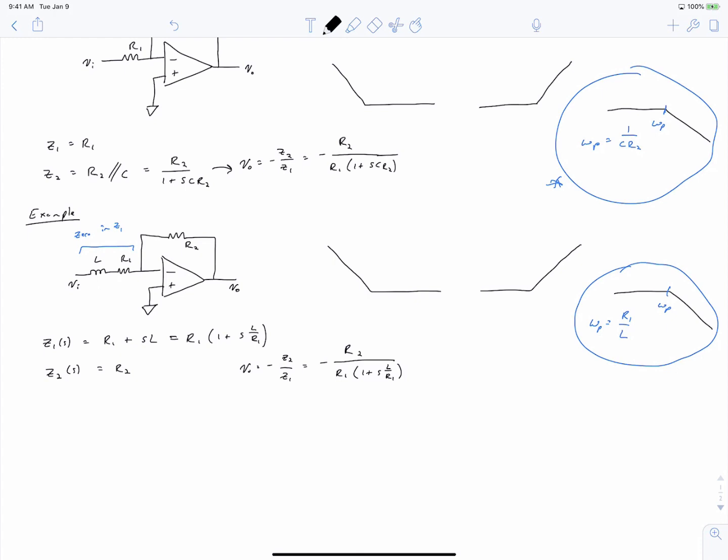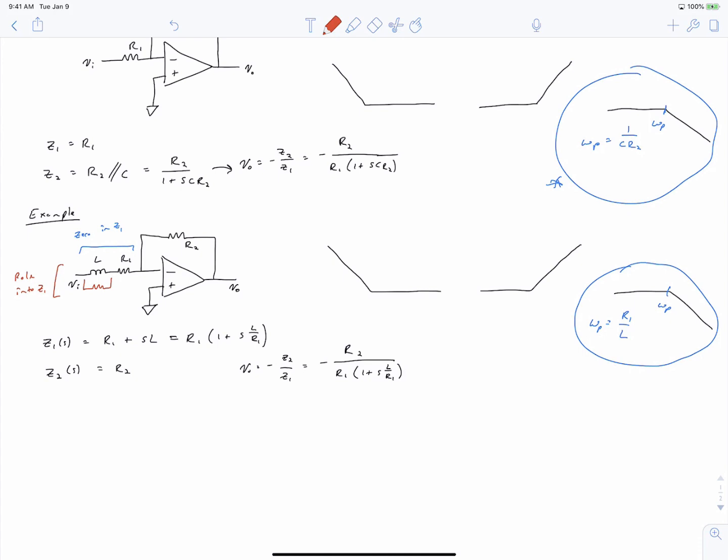Similarly to our other example, we could say that we don't want this impedance, Z1, to get too large at high frequencies, so we could provide a resistor in parallel with our inductor. And now, all of a sudden, we have added this parallel combination. We've introduced a pole into Z1.